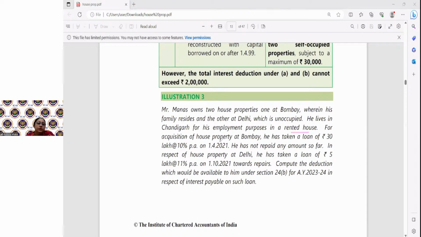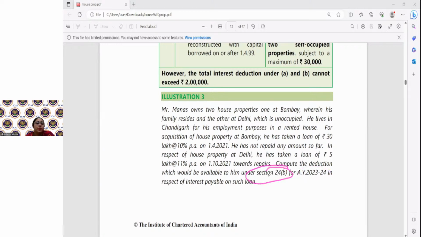For the acquisition of house property at Bombay, he has taken a loan of 30 lakhs at 10% per annum on 1st April 21. He has not repaid any amount so far. In respect of house property at Delhi, he has taken a loan of rupees 5 lakhs at 11% on 1st October 21 towards repairs. Compute the deduction which would be available to him under section 24B for assessment year 23-24.